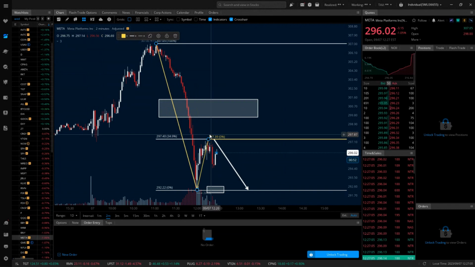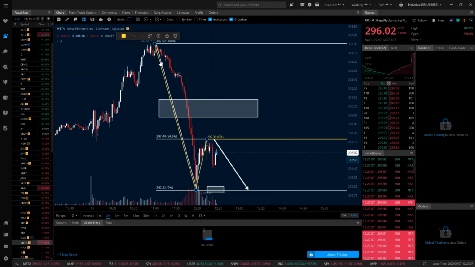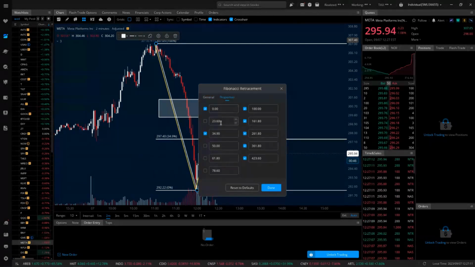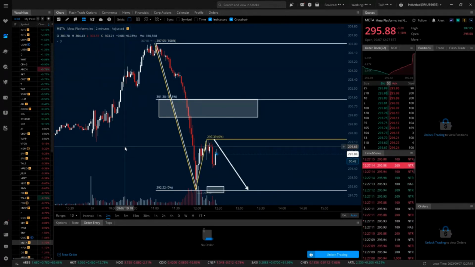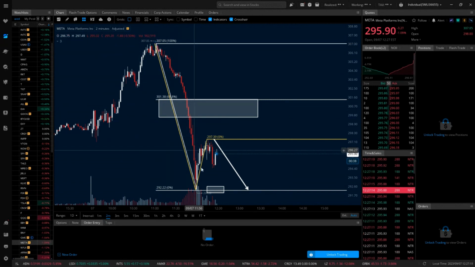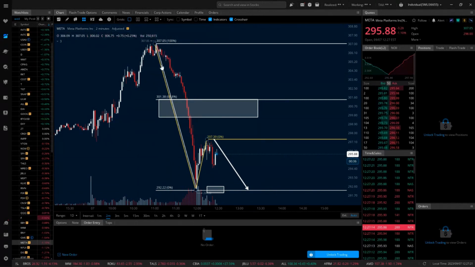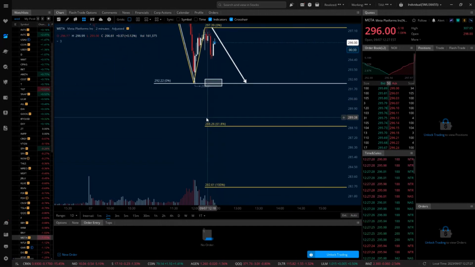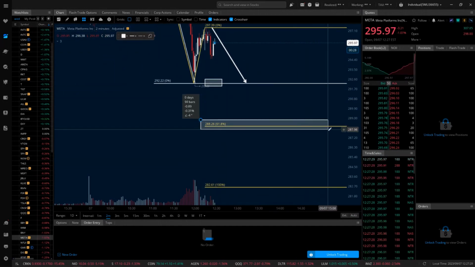So I'm just going to draw out the 61.8. There we go. I offset that just a little bit so that we can see what the targets would be. As an example, if we have an impulse and a retrace and it does come up to the 61.8, we can use the fib extension to determine where that 61.8 target would be.